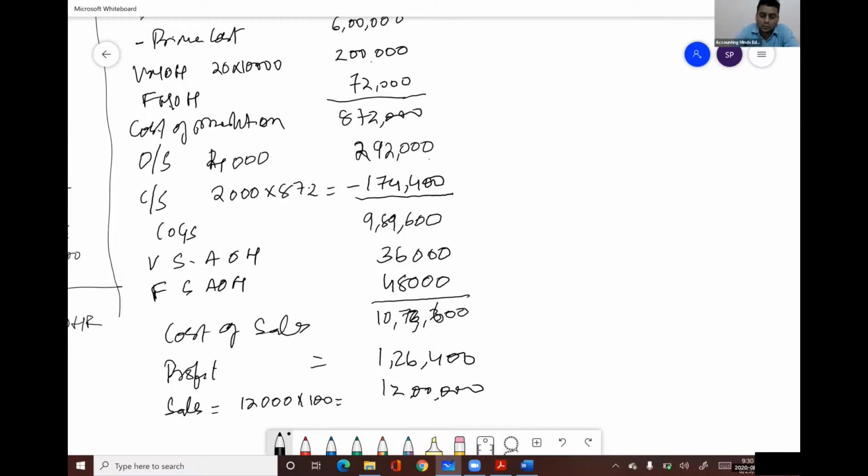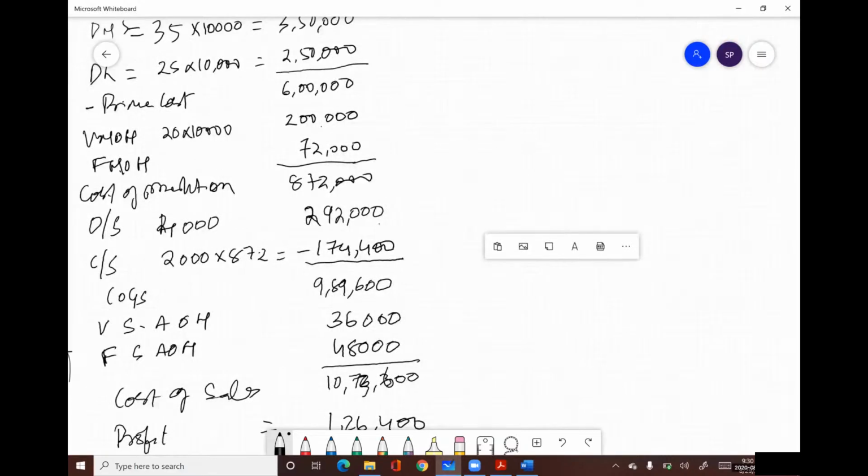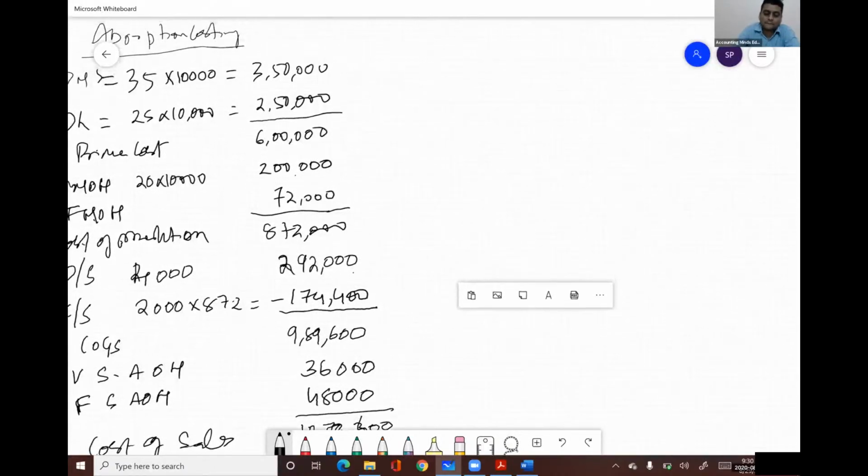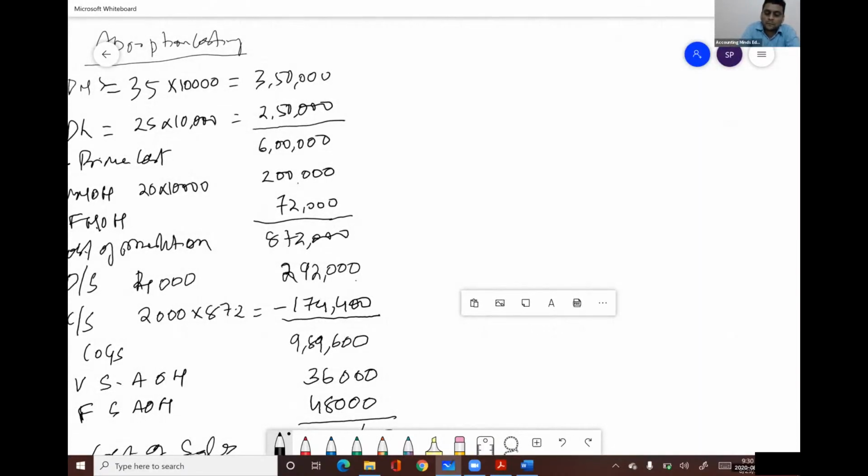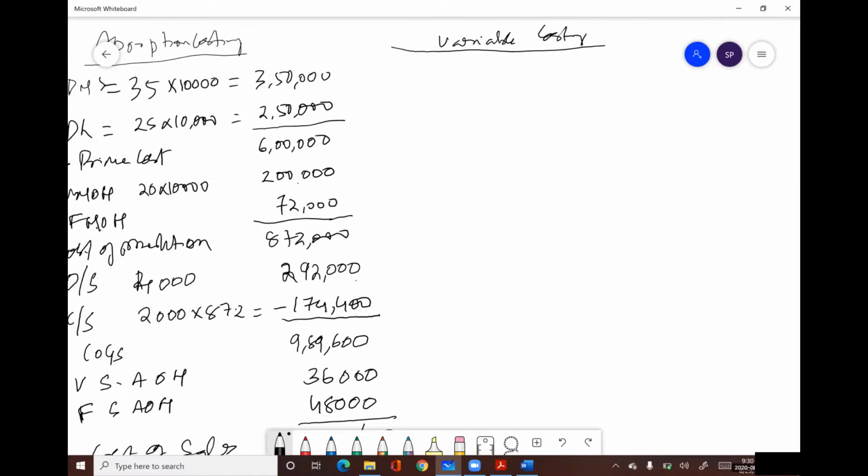No, sir. Now, can you carefully do it for variable costing? Please tell me for variable costing how it is. Yes, Manisha, tell me. Sales, 12,000 into 100, 12 lakhs.